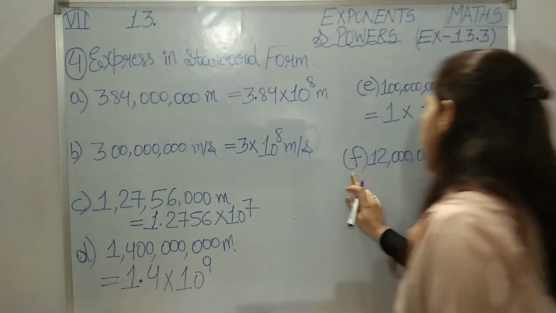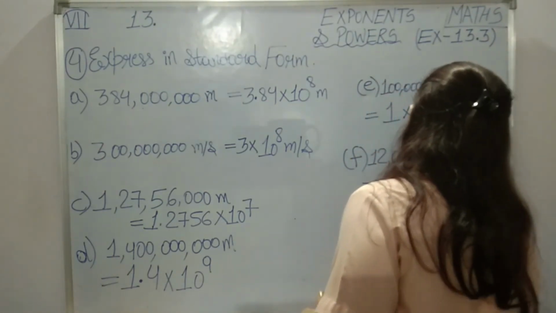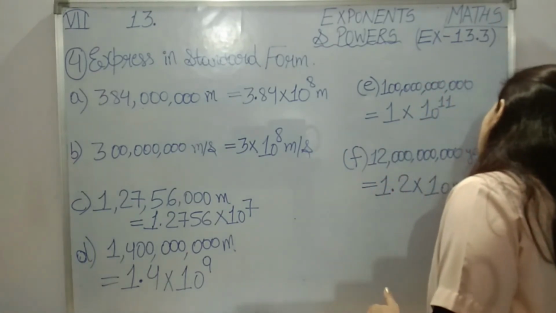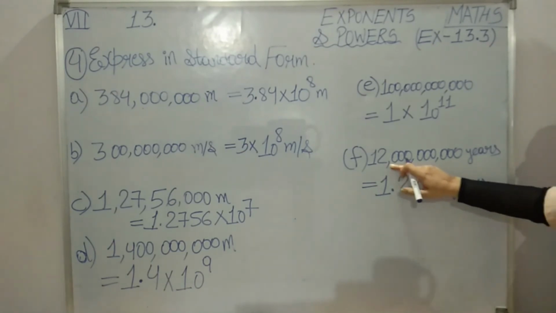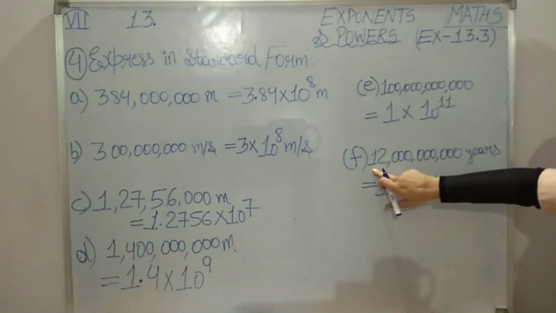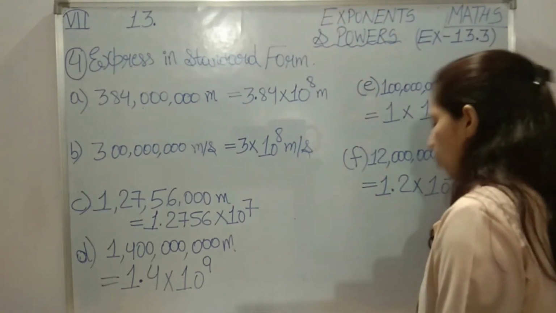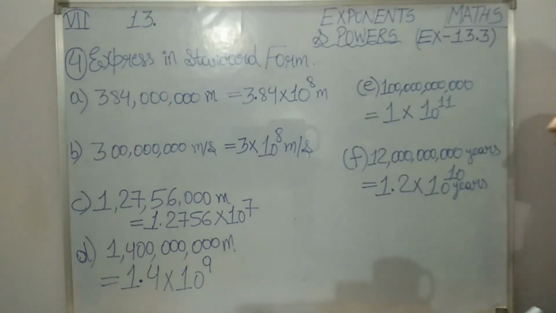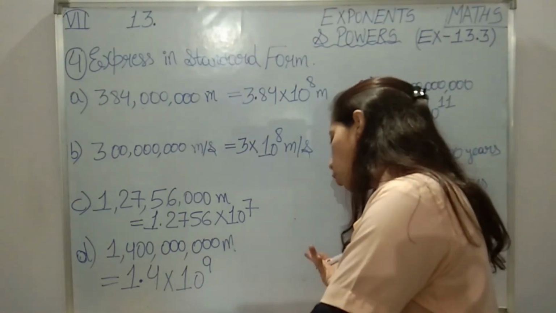Got it? Then 1.2 into 10 raised to the power, let us see how much. 1, 2, 3, 4, 5, 6, 7, 8, 9, 10. We want the point just after 1, means the point will jump 10 digits. So 1.2 into 10 raised to the power 10 years. Understood, students? So up to F point I have explained to you. Now a few more points are there.